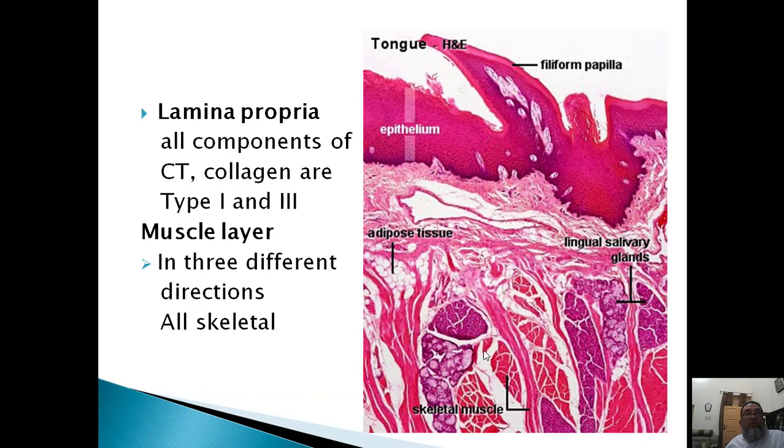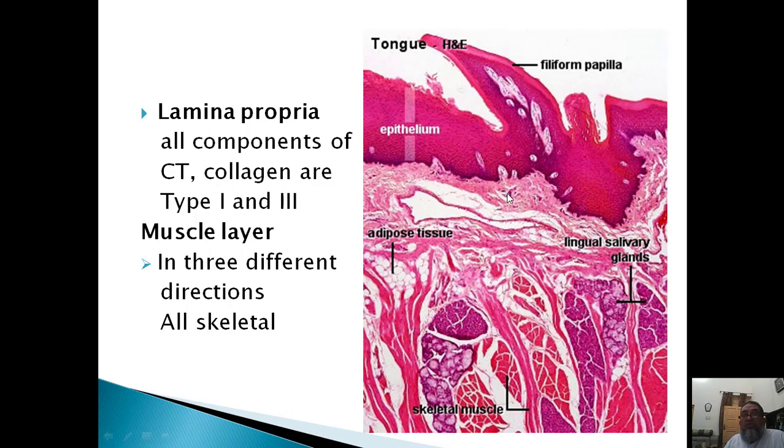Now, lamina propria contains all components of connective tissue. Collagen is type 1 and type 3. The muscle layer is in three different layers. All are skeletal. Always remember, in the tongue the muscles are skeletal because it is voluntary muscle. You can control the movements of the tongue by your own will. So all the muscle will be voluntary muscle.